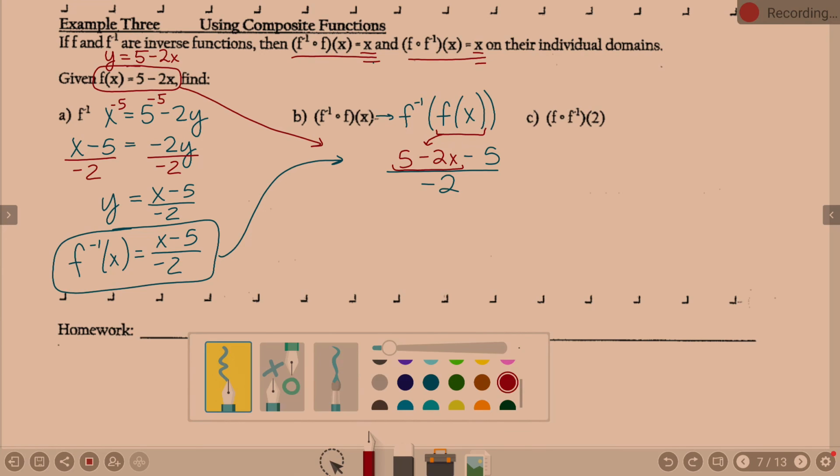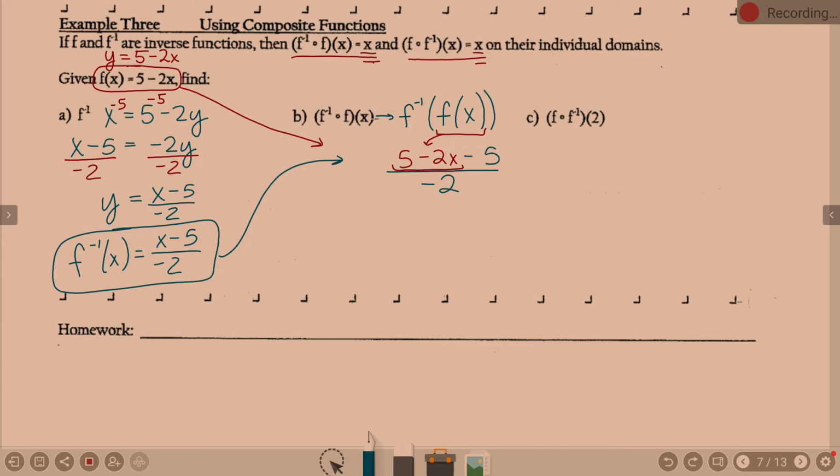I think that happened on number 16 in homework, and we didn't talk about that one in this class. But we took f and put it into f inverse. From here, it's a cleanup. What happens on top? 5 minus 5 cancels, so we have negative 2x divided by negative 2. That's x, which is what I claimed the answer was going to be before I ever got started.